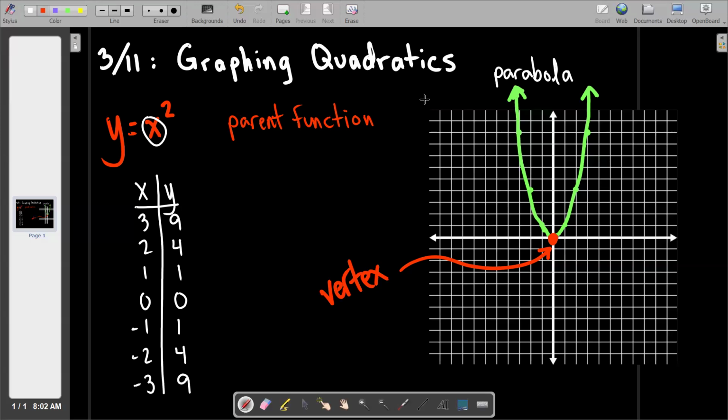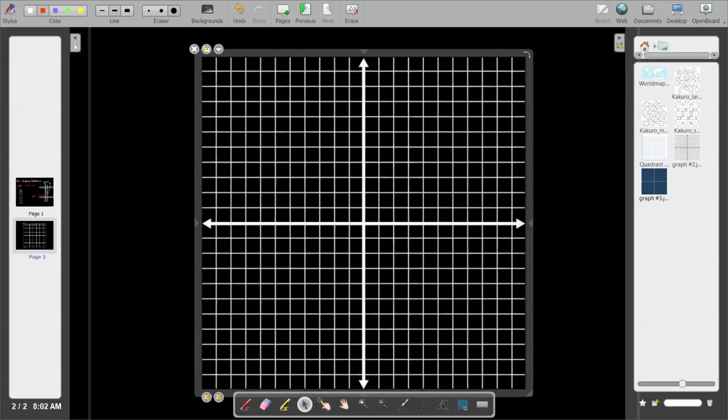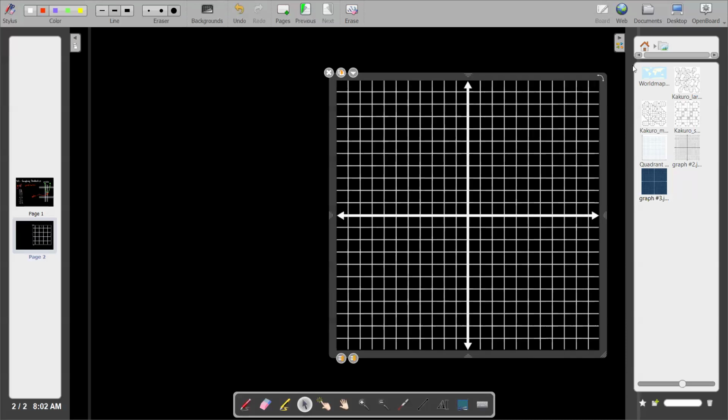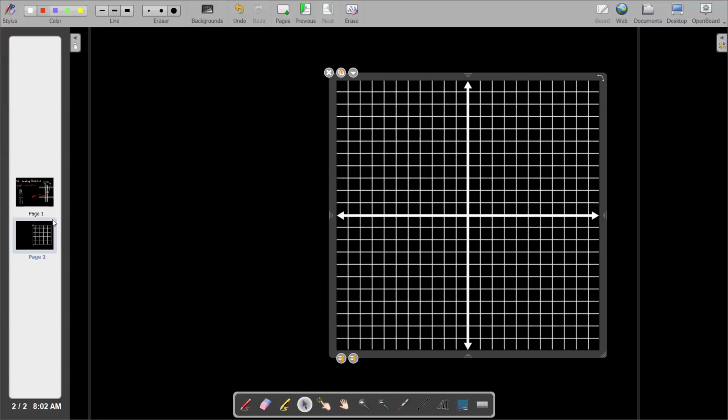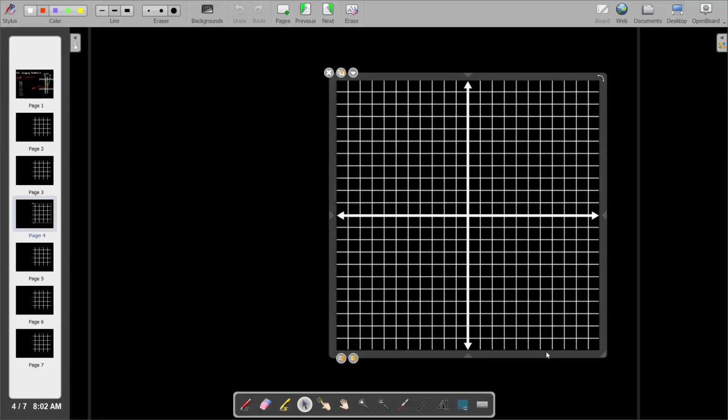Okay, good. I want to make sure that I was recording here. So any questions on the parent function? Okay, so head to a new graph. I'll make a new page and bring in a new graph. And now what we're going to start doing for the remainder of the period is we're going to start doing variations on the parent function. So I'm going to clone this page a bunch of times.